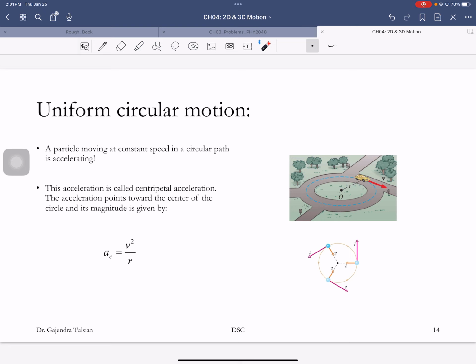So what would be a good name to call it? Centripetal. There you go, centripetal acceleration. Okay? And the magnitude of the centripetal acceleration is your speed squared divided by the radius.